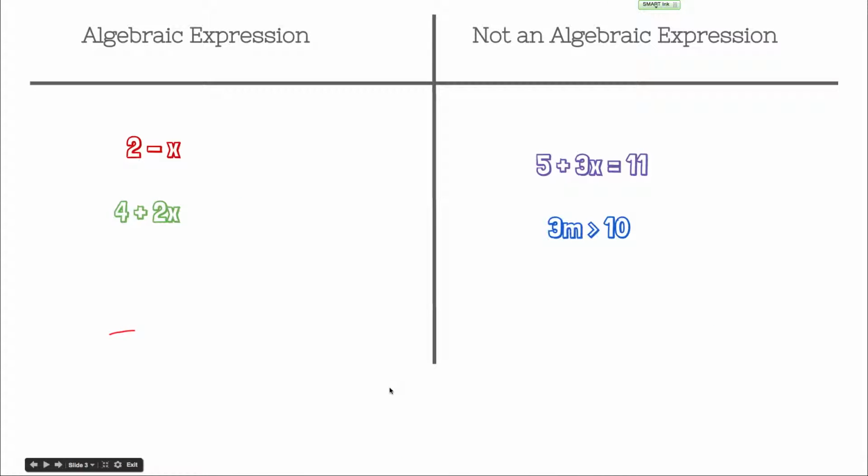Okay, so here are examples of algebraic expressions, as well as some expressions that are not algebraic expressions. These two over here, I can tell are algebraic expressions because they have a symbol of operation and a variable, and numbers. And there's also no equal sign or inequality sign.